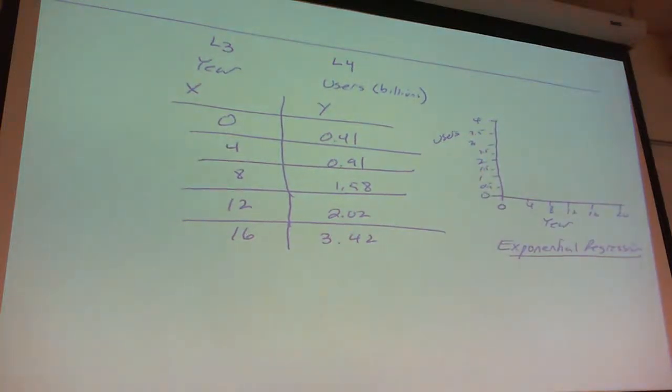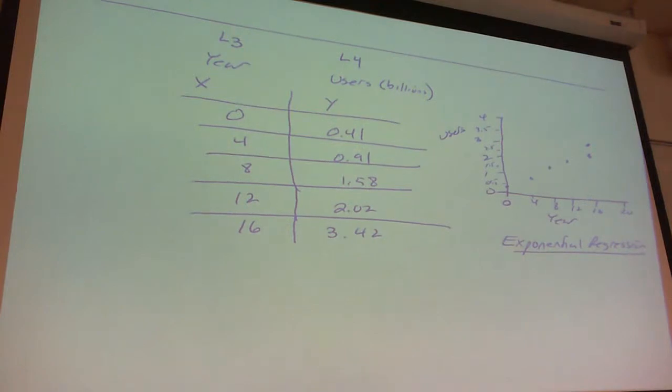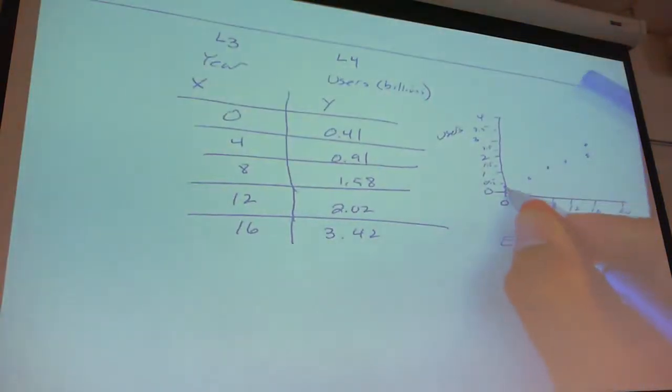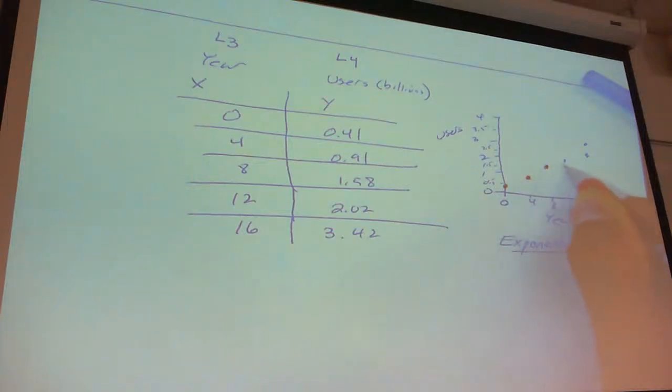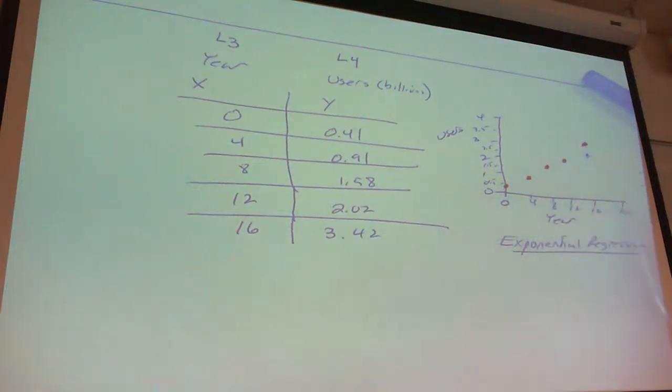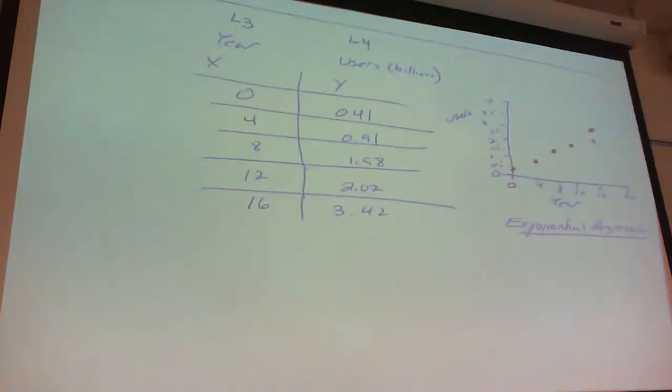So to be honest, I could do the first part without the calculator. 0, 0.41, 4, 0.91, 8, 1.58, 12, 2.02, 16, 3.42. Okay, I can do that first part without the calculator at all. I can have my dots and not even touch my calculator, but understand what's going on. Okay, but I also want to do the calculator.